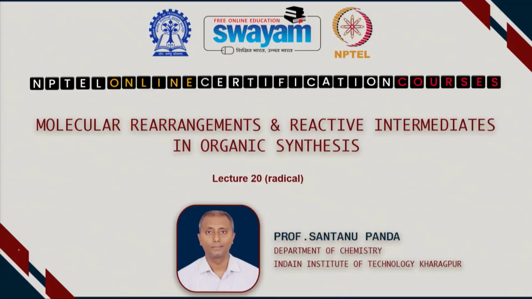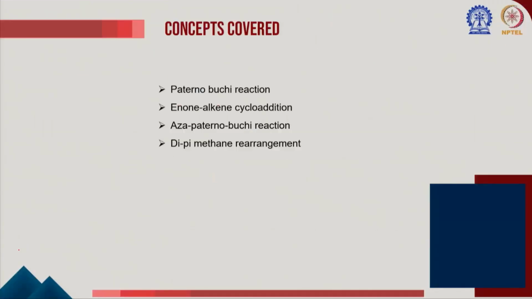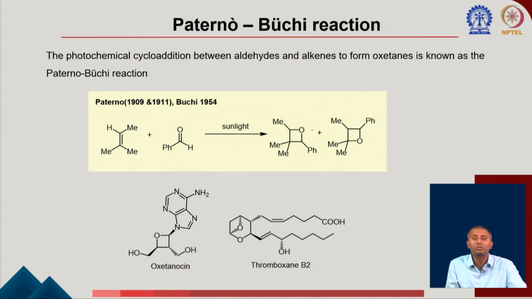Now we are going to talk about another reaction which I already mentioned in the last class, the Paterno-Buchi reaction. I am going to start with the Paterno-Buchi reaction, and then go to the enone alkene cycloaddition, some of the 2+2 cycloaddition reactions using enone. Then I will also talk about some of the aza Paterno-Buchi reactions and the di-pi-methane rearrangement. So let us start with the Paterno-Buchi reaction.